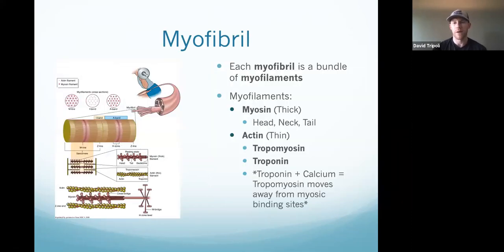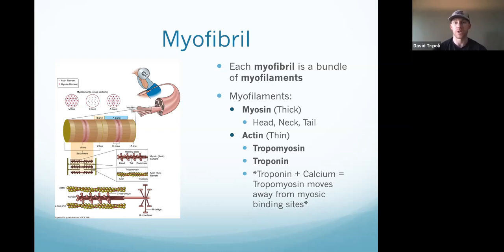Again, an individual myofibril is a bundle of myofilaments. And then those myofilaments, myosin, which is what we're going to call the thick one. It has things called like a head, a neck, and a tail. Then you have the actin, which is the thin one, and that contains tropomyosin and troponin. Just important to remember, troponin and calcium.